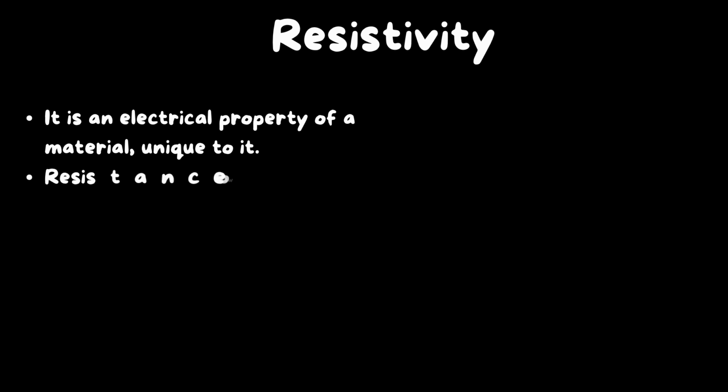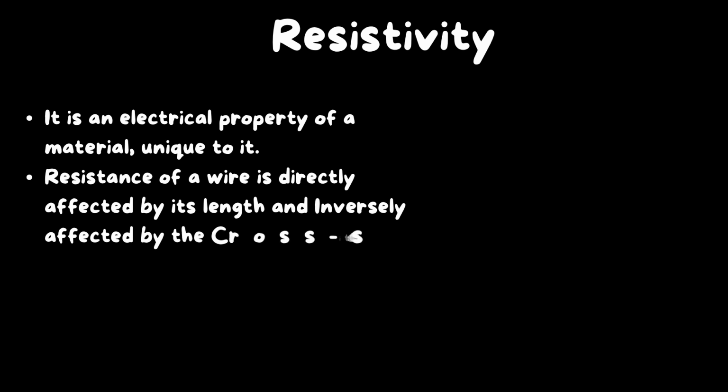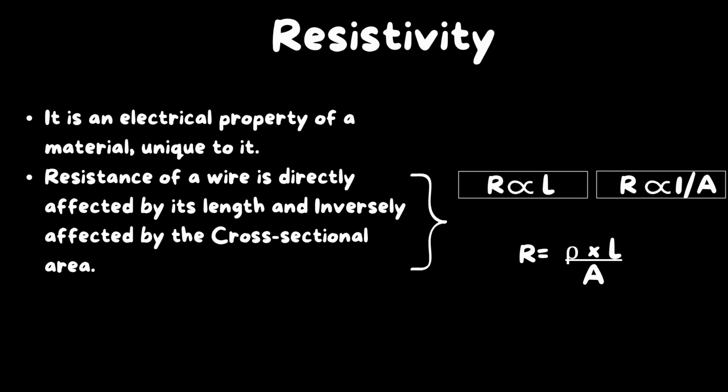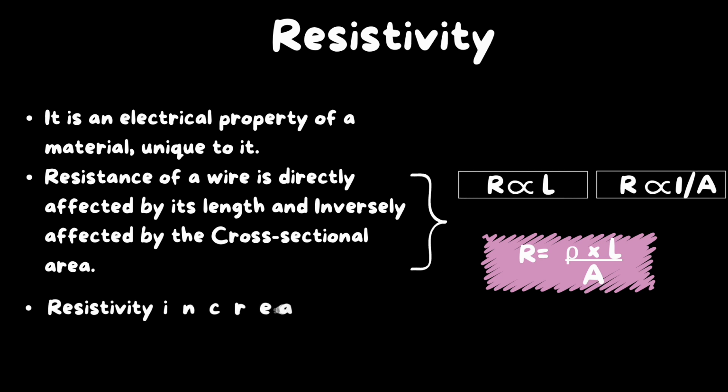So what is resistivity? It is an electrical property of a material, unique to it. The resistance of a wire, as we know, is directly affected by its length and inversely affected by its cross-sectional area. So we can write this mathematically as R proportional to L, and R inversely proportional to A. When you combine these two, you get R equals rho times L over A. This is a new formula for resistance, where rho is the resistivity. And resistivity increases with temperature, just like resistance.